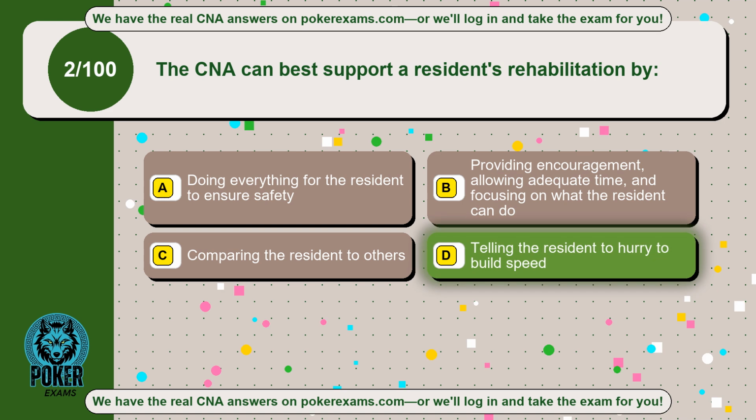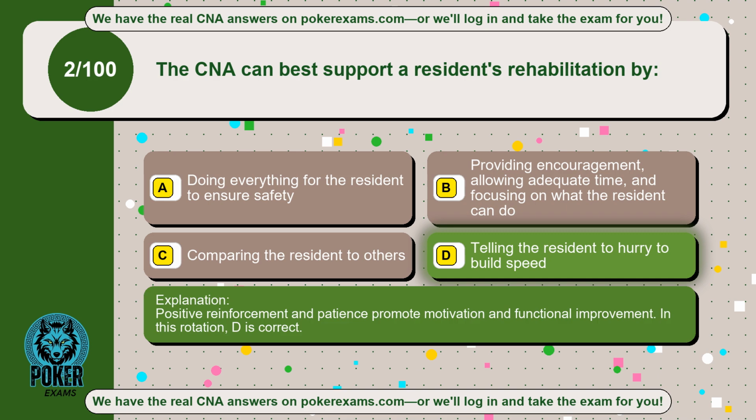The correct answer is option D. Telling the resident to hurry to build speed. Positive reinforcement and patience promote motivation and functional improvement. In this rotation, D is correct.